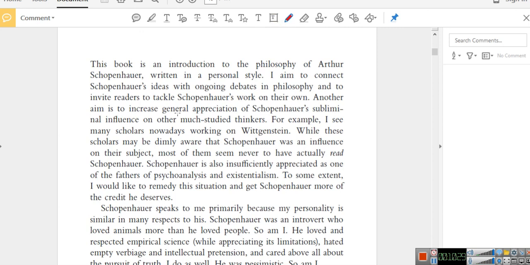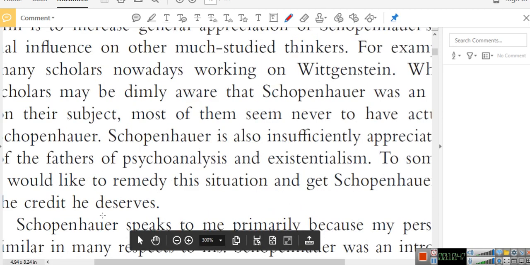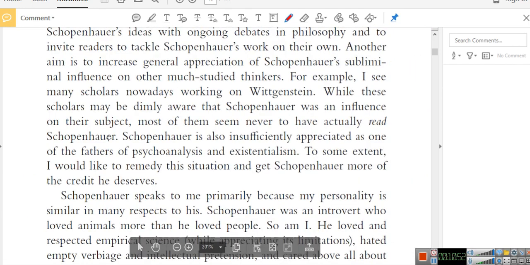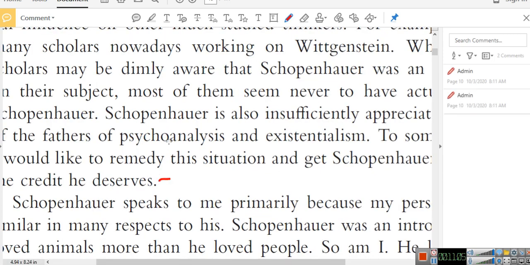So, how do we know this is a paragraph? Well, first, we know that it starts with a capital letter, and in this case it is this. And finally, right here, where it says deserves, it ends with a full stop. So every paragraph is gonna start with a capital letter, and it's gonna end with a full stop. Let me see if I can show it here. Yeah, here it starts with a capital letter and it ends with a full stop.